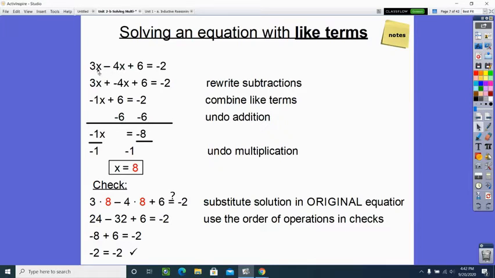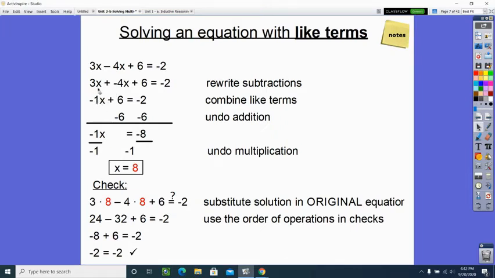So you're looking for the like terms to join up. We did this in our arithmetic sequences when we were simplifying the rule. We looked, there were 3 things there. We had to combine up the constants. Well, here they're actually variables. So 3x and a negative 4x will become a negative 1x.